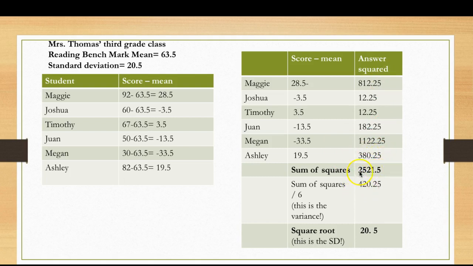In the next step, you divide your sum of squares by your n, your number of students or number of tests. In this case, the number of students is 6. So I divided my sum of squares by 6. This is also called the variance, by the way. That number was 420.25. I then calculated the square root of the variance, and that's the standard deviation. So we can see in Mrs. Thomas's third grade class, the standard deviation on the reading test was 20.5.